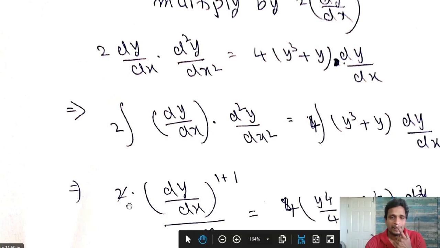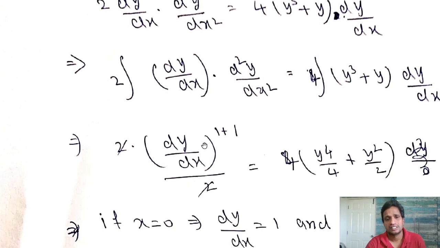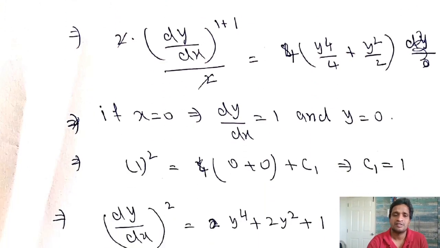So the integration will be, if I assume this term is t into dt, that becomes t square by 2. So here dy by dx whole square by 2 is equal to 4 y cube plus y dy by dx. The dx term must be on the left side. The integration value will be 4 into y power 4 by 4 plus y square by 2, plus c1. I have to find the c1 value.